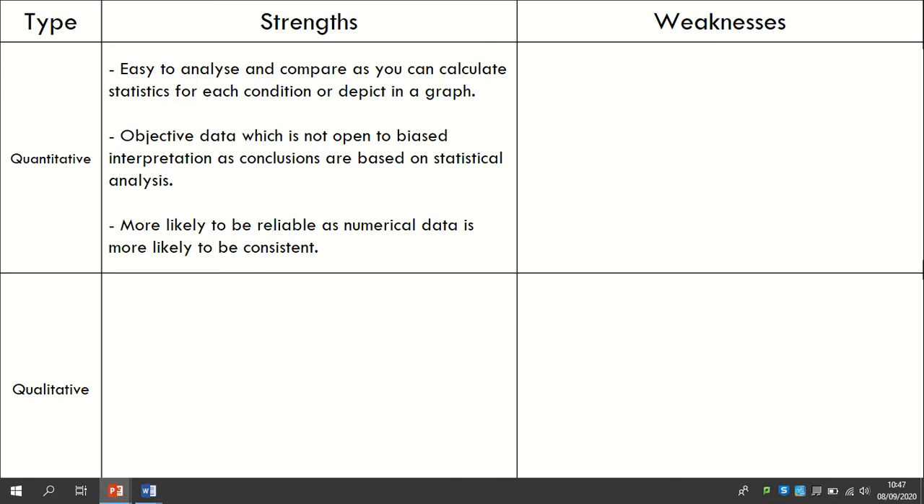Another strength could be objective data. Objective data basically means it's data that you can't actually argue with and it's not open to interpretation. So objective data for quantitative results is really, really important because you can base conclusions on statistical analysis that you've done. You can carry out means, medians, modes, ranges and things like that on quantitative data because it's in numerical form.